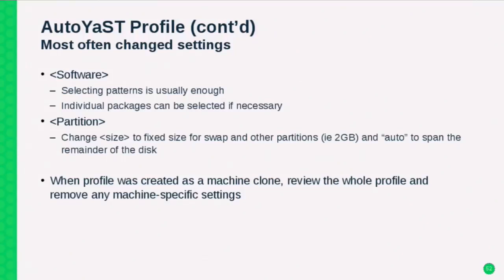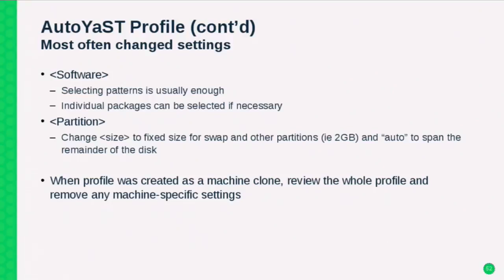Anyway, let's assume that you have the clone of your machine, and you may need to change something. What you need to change in most cases is maybe the software selection on the first try. For many users, adjusting the patterns is sufficient. But if you want to fine-tune the software you install, you can do it on the package level as well. And the second part, which is usually needed, is about the disk partitioning.